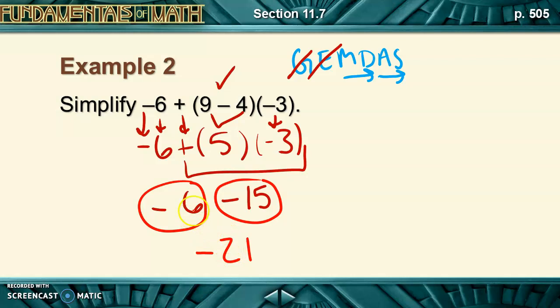Think about it this way. If you owed me $6 and then you borrowed another 15, then you would have to eventually pay me back $21. Everything became more negative.